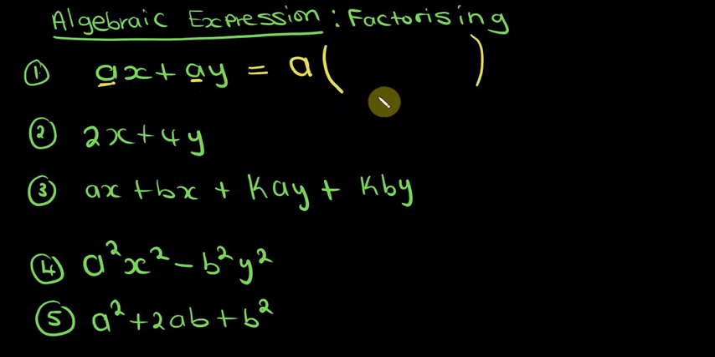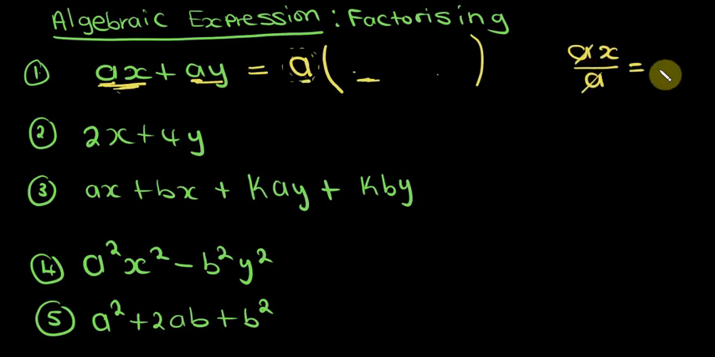Okay? So the question is, what are we going to put inside the brackets? Well, to find out what we are putting inside the brackets, we divide each term by the common factor, and then that will tell us what we put in the bracket. So what are we going to put here? Well, we look at the first term and we divide it by a. Ax divided by a. What does that give us? Well, a and a cancel out, gives us x. So right here we'll have x.